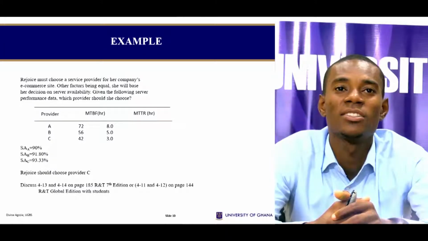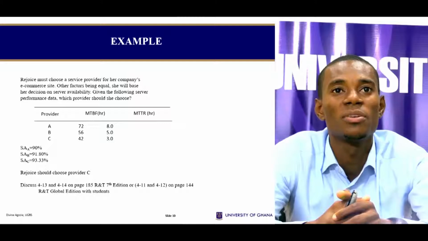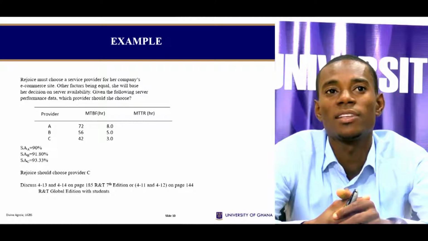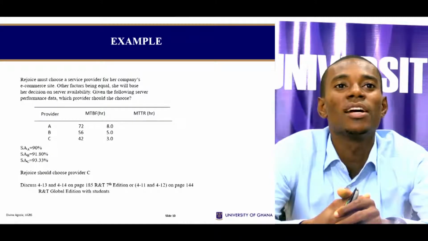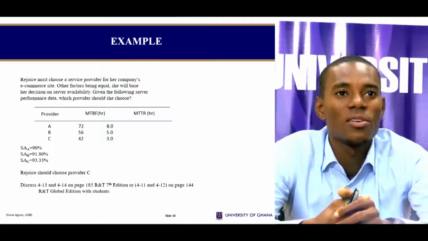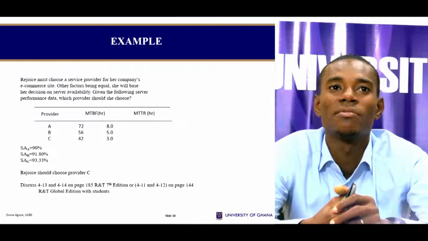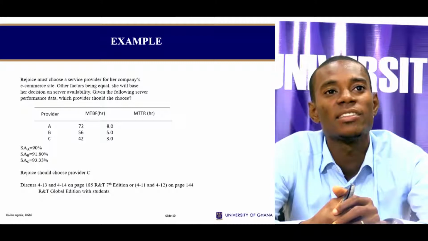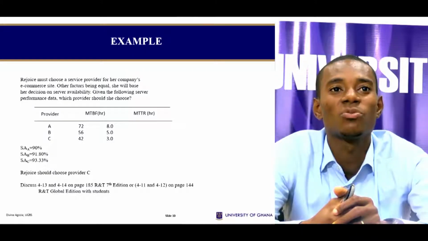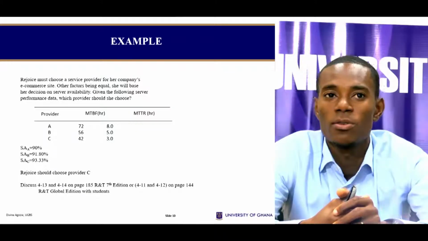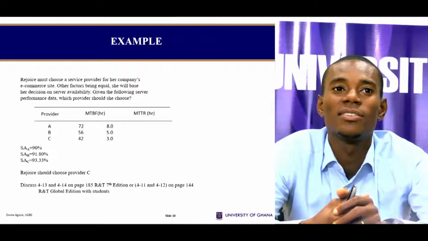For provider A, it's just going to be your 72, which is the mean time before failure, divided by 72 plus 8, and that gives us 0.90. Now, if you do the same for the 3 service providers, obviously the one with the highest system availability or service availability should be your choice. And so for A, we had 90%, for B, we had 91.80%, and then for C, we have 93.33%. So in making a decision, Rejoice should choose provider C.